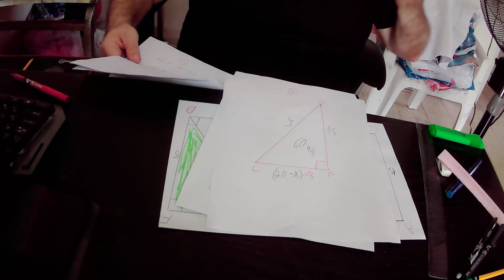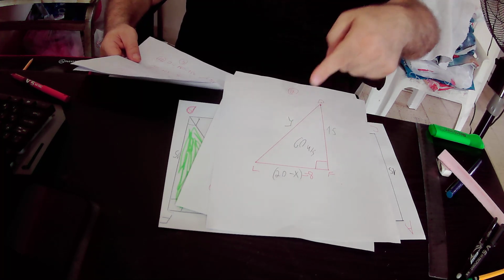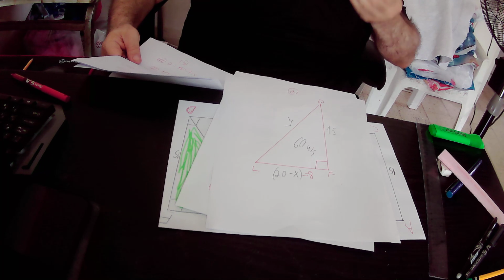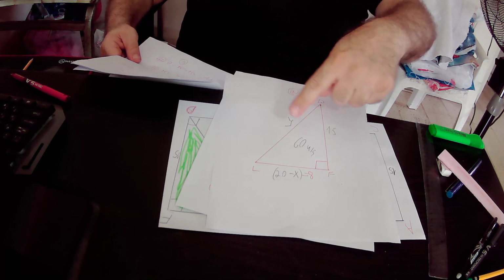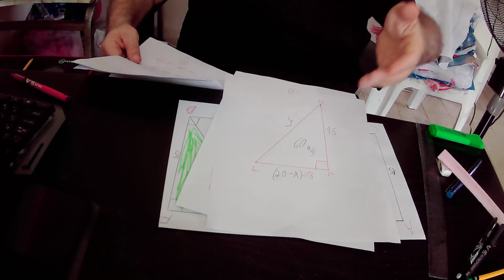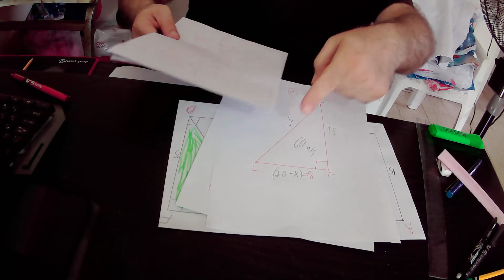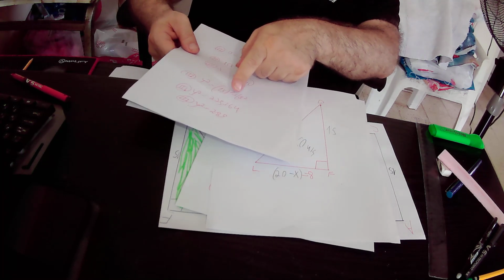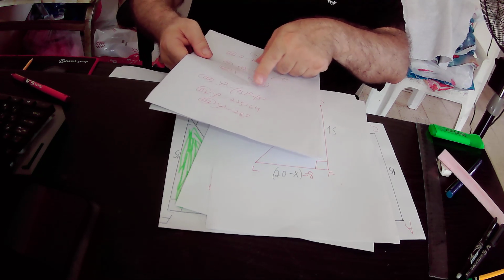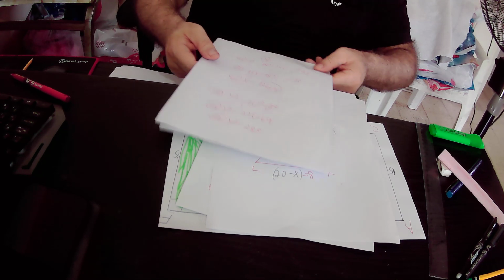We can use the Pythagorean theorem in order to find the value of the hypotenuse. And the Pythagorean theorem states that the square of the hypotenuse equals the sum of the squares of the perpendicular sides. That is to say, y squared equals 15 squared plus 8 squared. Okay?